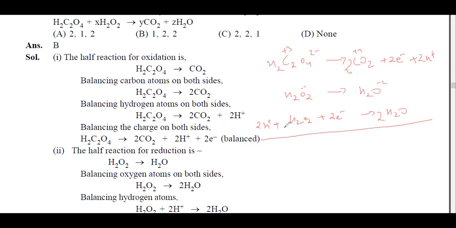Now add them. If we add them, what will we get? H2C2O4 plus H2O2, the 2H plus will get cancelled, the 2 electrons will get cancelled. So we are just left with H2C2O4 plus H2O2 giving 2CO2 plus 2H2O. As simple as that. So that's why I told you to follow the ion electron method. You can do it by the oxidation number method also if it feels fine for you, right?